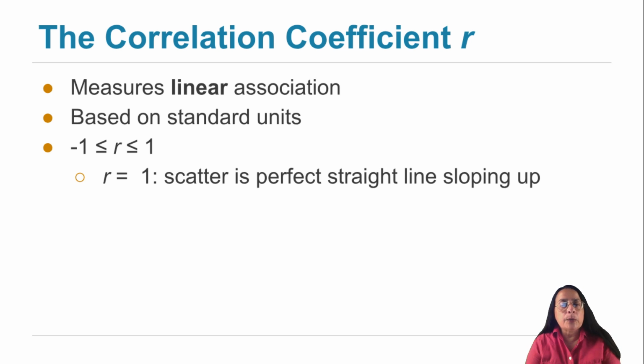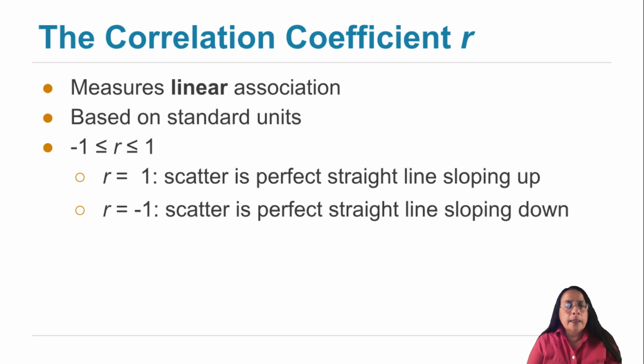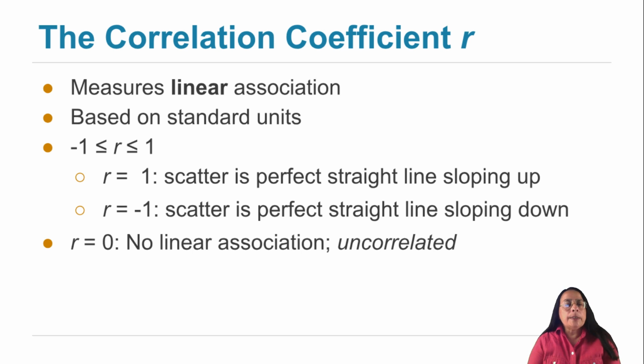The extremes represent perfect linearity. R equals +1 means that the scatter plot is a perfect straight line sloping up. The sign is the sign of the association. And R equals -1 is a perfect straight line sloping down. R equals 0 means there is no linear association. The variables are uncorrelated.